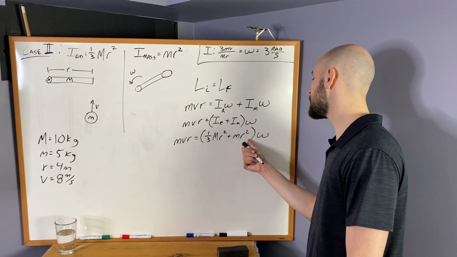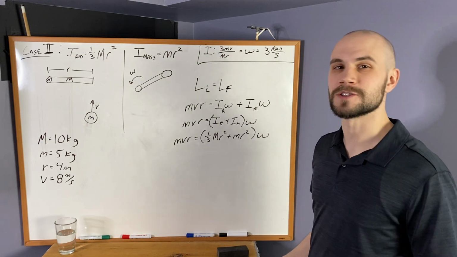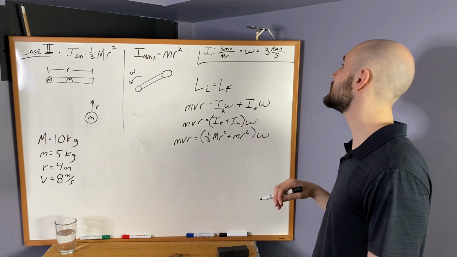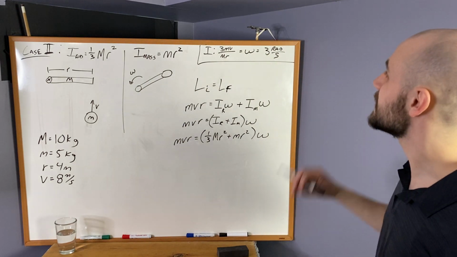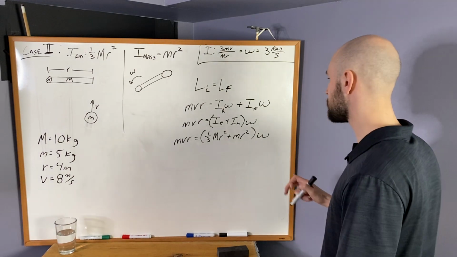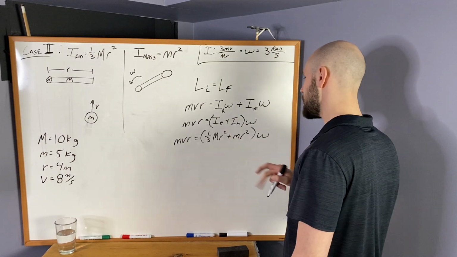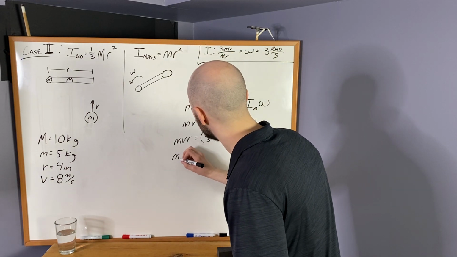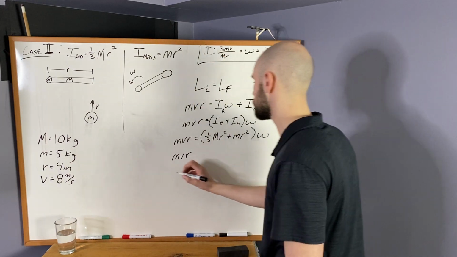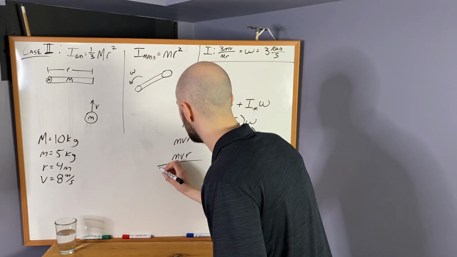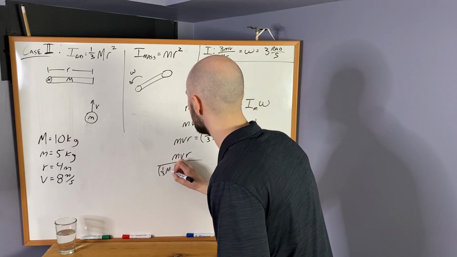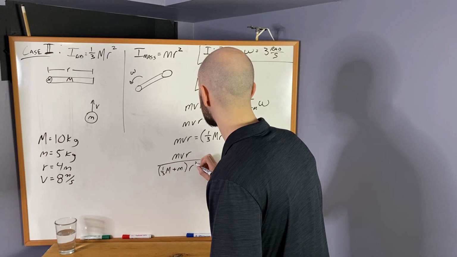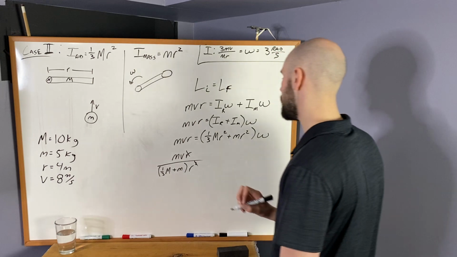On the AP exam, they don't expect you to simplify, but for these kinds of situations, it's good to get this in simplest form so we can easily compare it to the angular velocity of the first case and see how it changes here. What I'm going to do is pull out an r squared, and then divide everything over. So we'll have mvr all over 1/3 capital M plus little m multiplied by r squared. And again, one of our r's goes away.